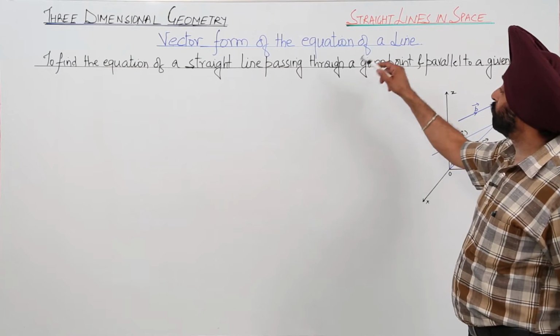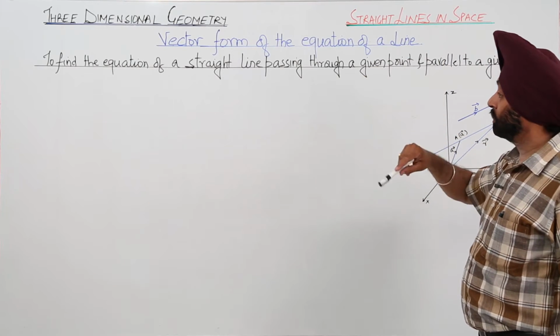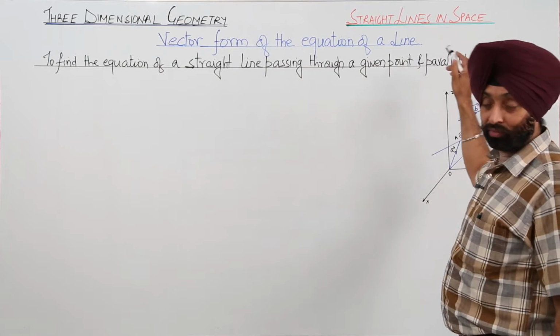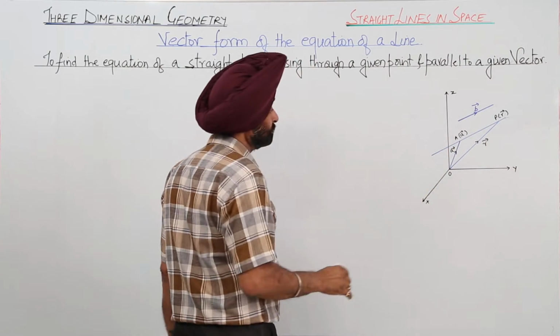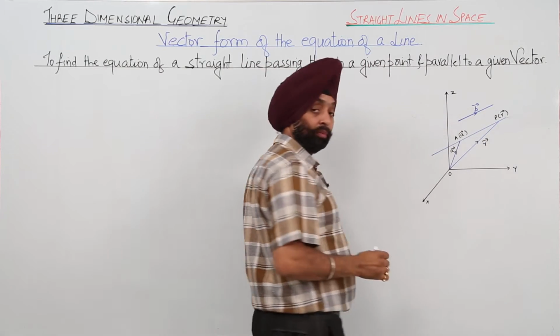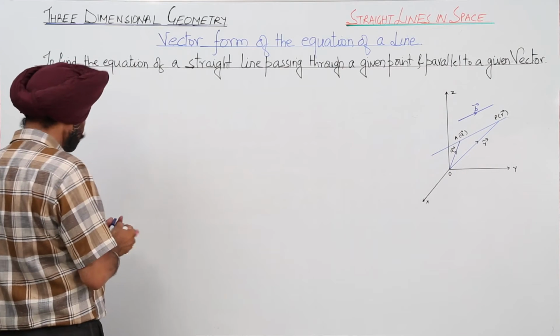Now, the vector form of the equation of a line. To find the equation of a straight line passing through a given point and parallel to a given vector. So, I have drawn a figure here. This is a vector B and this is a line AP.